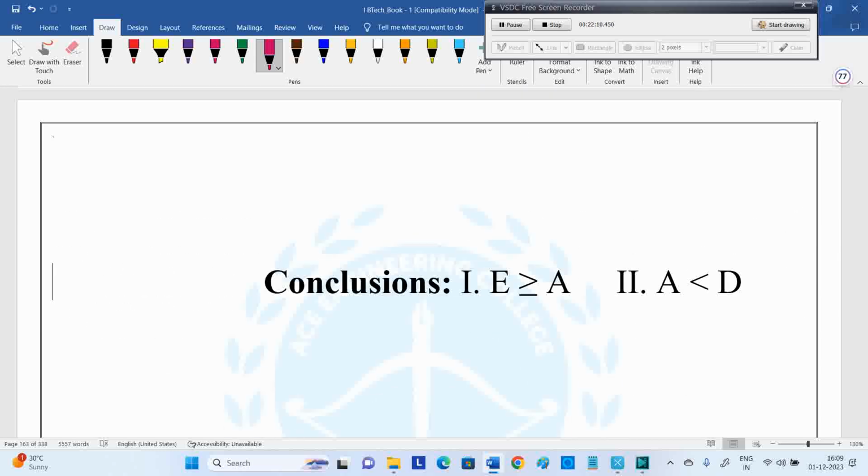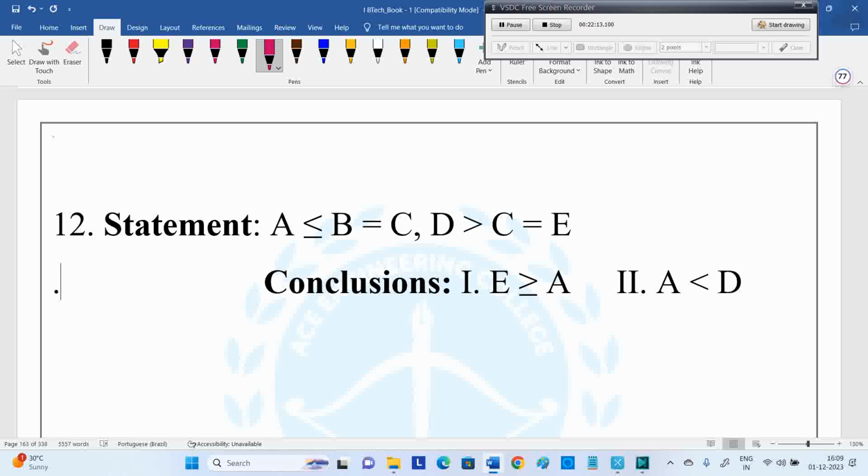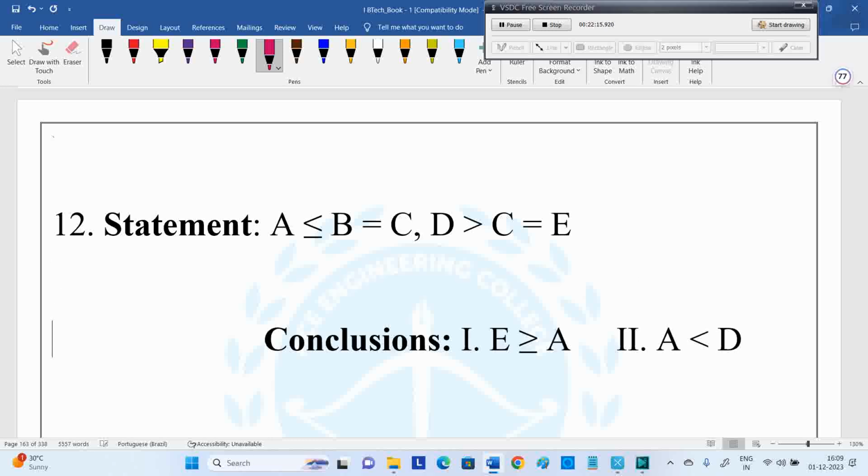So what about this one now? More examples, practicing, you'll get more knowledge. Among B and C, I can use only one variable. Among C and D, we can use one variable. Fine, so you can say that A is either less than or equal to B, B equal to C, C equal to E. Obviously, A is either less than or equal to E, means E is either greater than or equal to A. First conclusion definitely true.